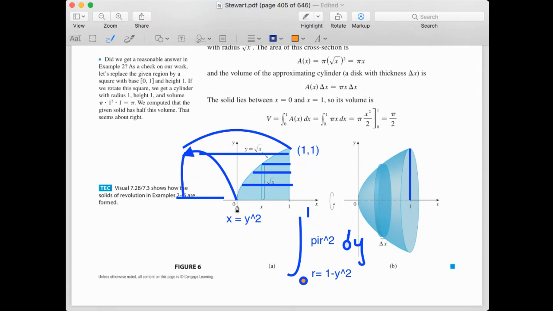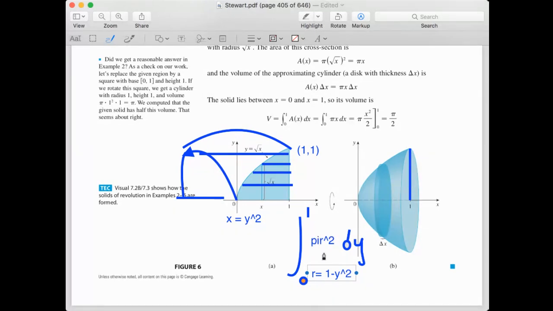Because we're fixing the y direction as a constant, the x value on this curve depends on y. So we want to write x in terms of y. Y equals the square root of x. We square both sides and write x equals y squared. So this r is 1 minus y squared. Then we put it in the integrand, so we get pi times (1 minus y squared) squared, because r squared.